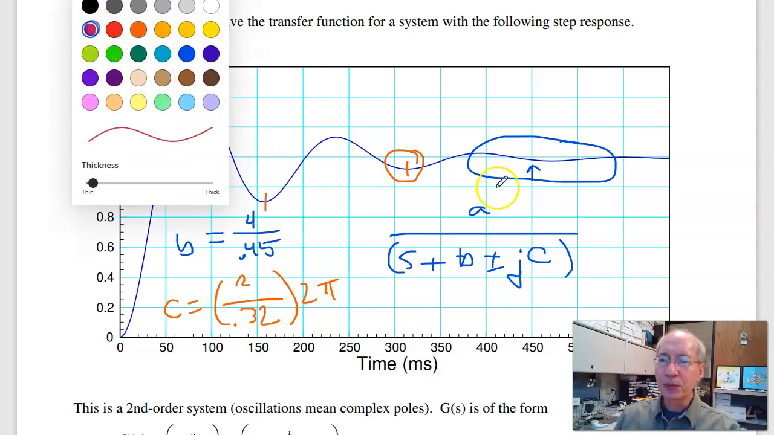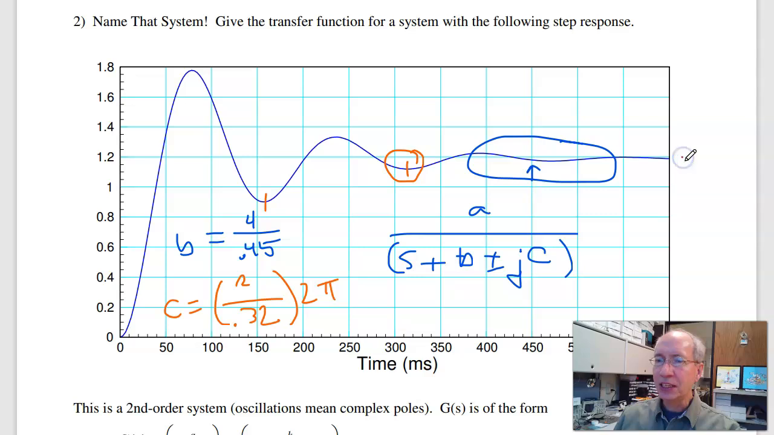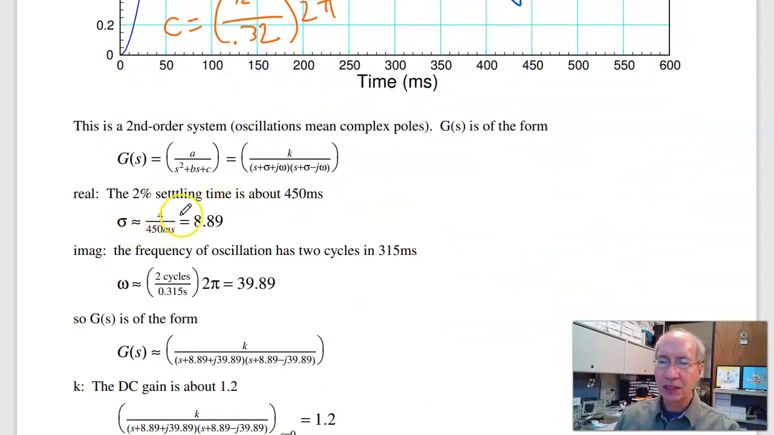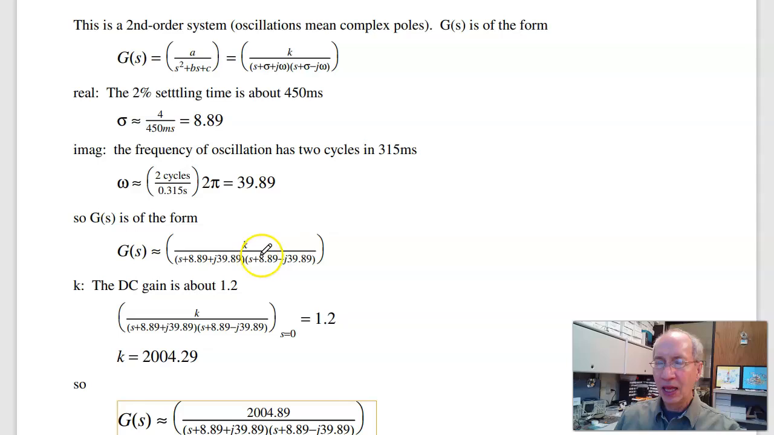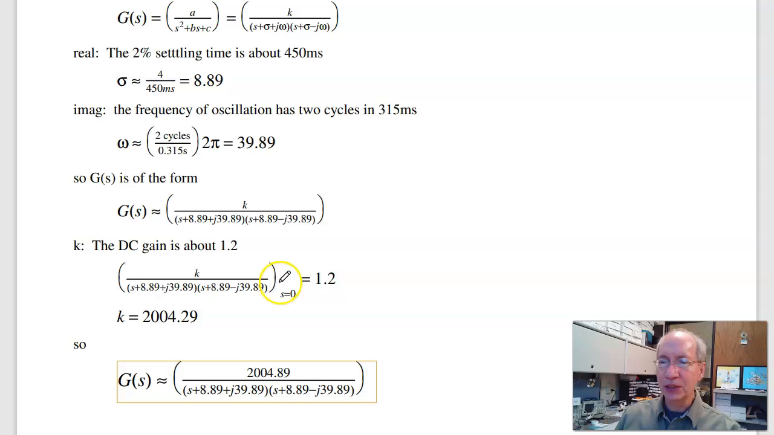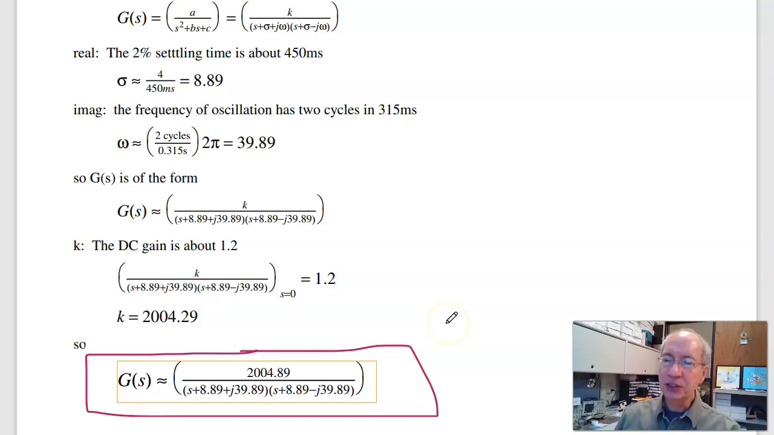Finally, the third term, to get A, I will look at the DC gain. DC gain is about 1.2. So this, as S goes to 0, should be 1.2. Solve for A. So doing that, I get the real part of the pole, 8.89, the complex part of the pole, 39.89, ballpark, and to find the gain on top, pick it so that the DC gain is 1.2. Solving, I get this is my transfer function. And again, your answers are going to vary, but be something kind of like this.